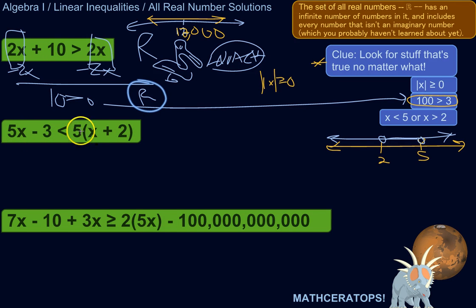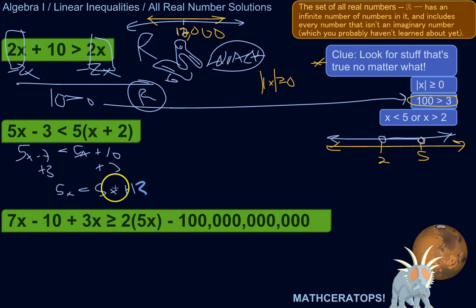Let's just distribute this 5 first. Let's deal with those parentheses. So 5 times x is 5x, and 5 times 2 is 10. So we've got 5x minus 3 is less than 5x plus 10. Maybe I'll add 3 to both sides to get 5x by itself. 5x is less than 5x plus 13.